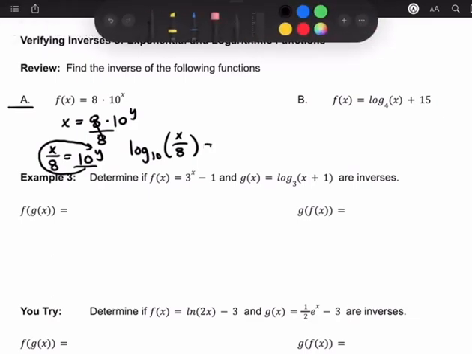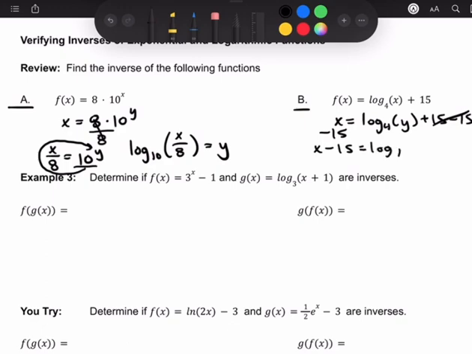There we go. Now, let's do this again for the second review question, review B. So we have f of x being equal to log base 4 of x plus 15. We're going to switch the places of x and y. So we're going to have x equals log base 4 of y plus 15. Let's first subtract out that 15 from both sides, leaving us with x minus 15 equals log base 4 of y. Let's put parentheses around that x minus 15 so we know that we need to keep that together.